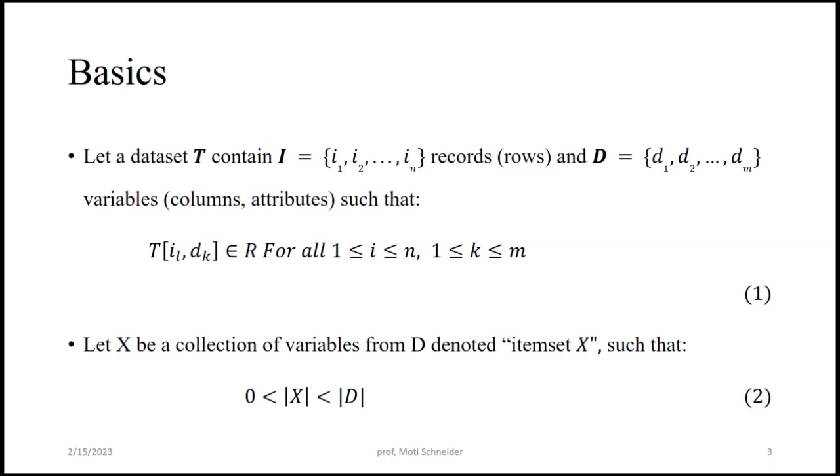Another important definition is a concept called an item set. An item set is a collection of items. In other words, it's a collection of variables whose values are larger than 0. In our case, it's going to be 1.